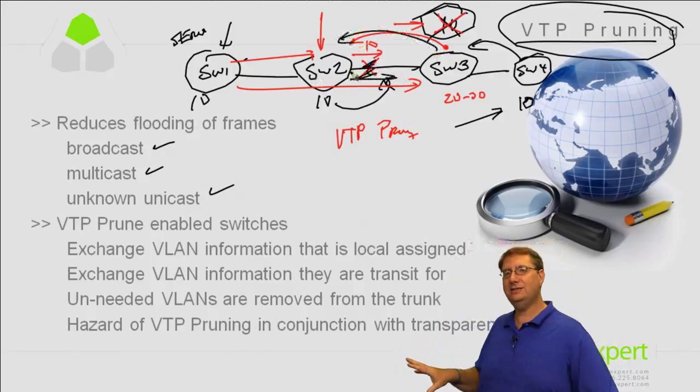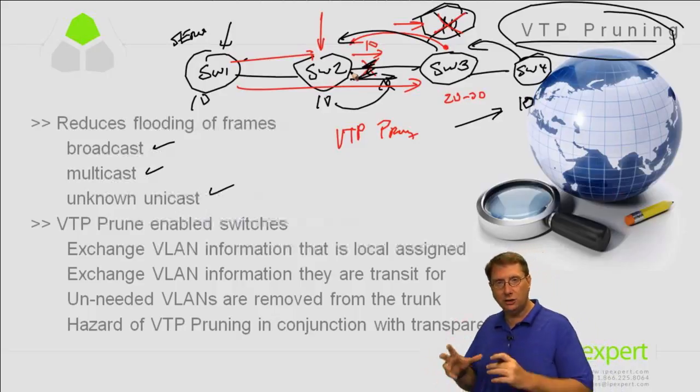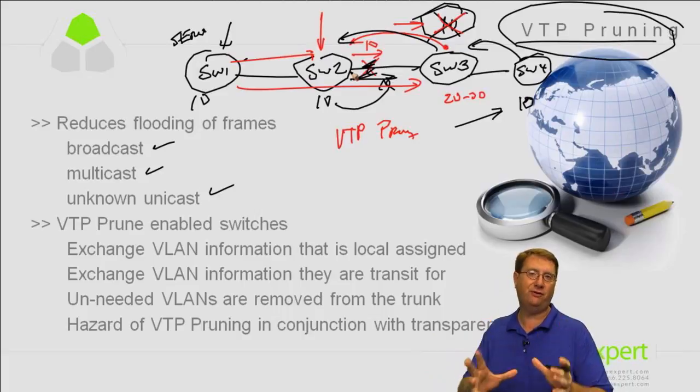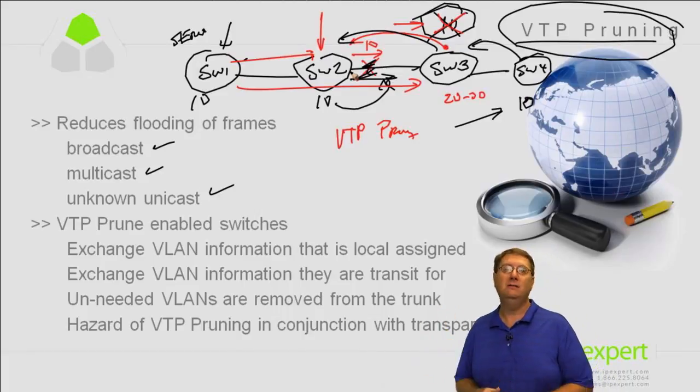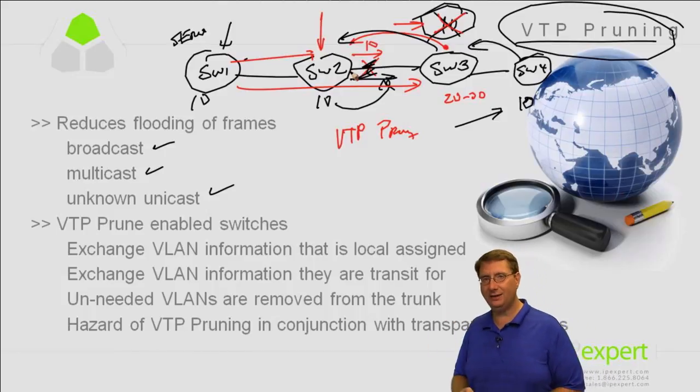Now what we have to recognize is that we have a list. It's called the prune eligible list. The prune eligible list is a list of all VLANs that can be dynamically pruned from a link via our VTP pruning mechanism. Now if we take a VLAN off of that list, that means it cannot be pruned.